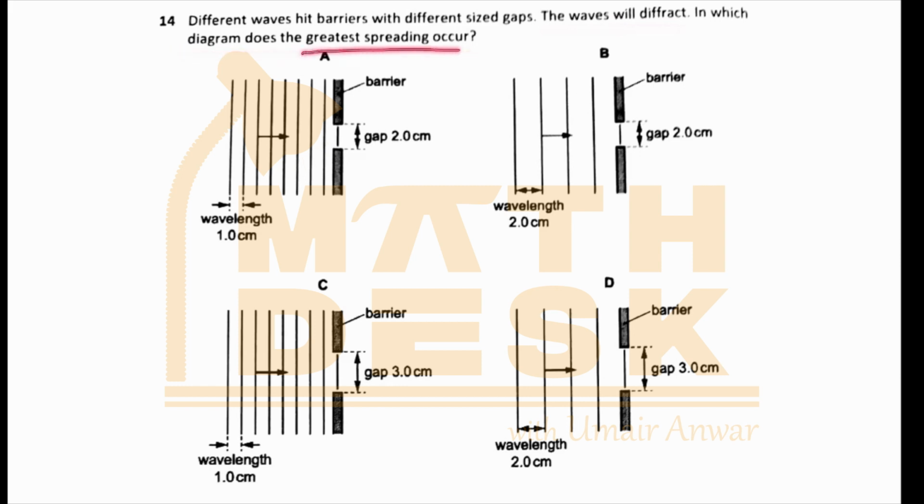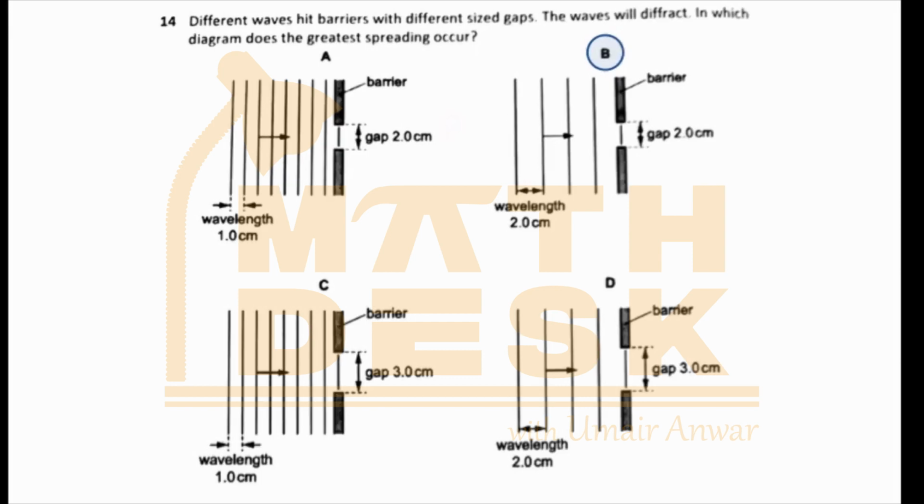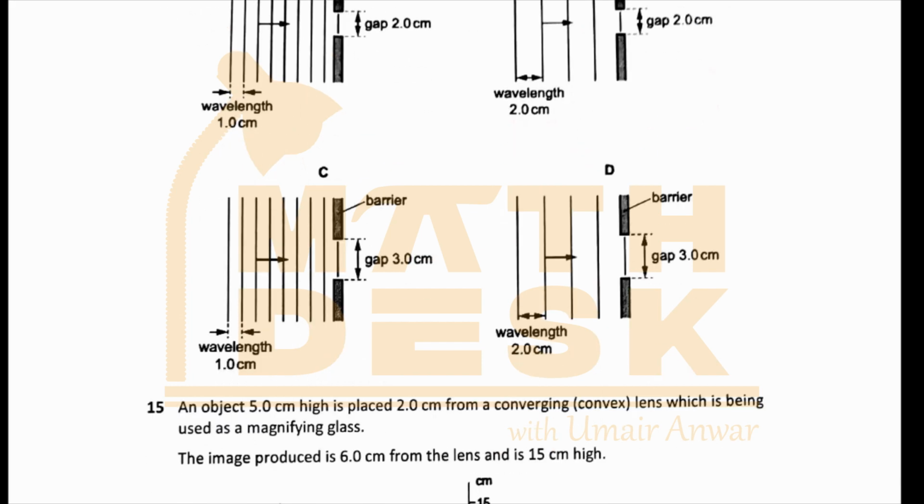So for the greatest spreading, the edges should bend the most, and that happens when we have a gap size which is comparable to the wavelength. So the wavelength in part B is 2 centimeters and the gap is also 2 centimeters. So here the greatest bending would take place. So option B would be correct. If the gap is greater than the wavelength, then the bending is lesser. But if it is comparable to the wavelength, like the wavelength is 2 centimeters and the gap is also 2 centimeters, then the bending taking place would be the greatest.